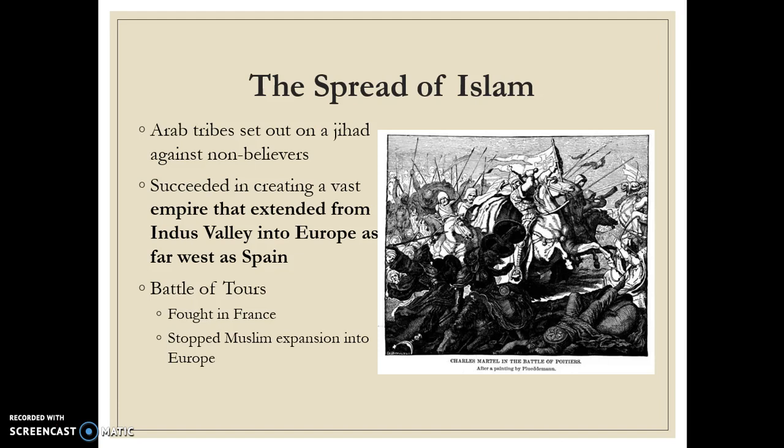Okay, so Islam did become very popular in the Arabian Peninsula, and then it eventually spread to other parts of the world. And this happened because the Arab tribes set out on a jihad, again, a holy war against non-believers, and they conquered different parts of the world and spread their faith. They did succeed in creating a very huge empire that extended from the Indus Valley all the way into parts of Europe as far west as Spain. They were stopped in Europe at the Battle of Tours, where they fought in France, and the French were able to stop this Muslim expansion. So the farthest they got into Europe was Spain.